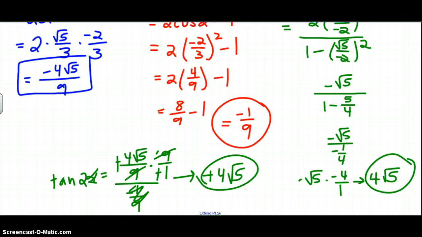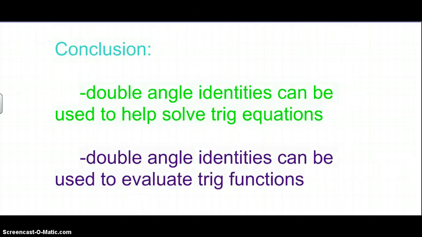And you're good. Alright, in conclusion, your double angle identities can be used to help solve your trig equations. So if you have some mixture of 2 theta and theta, use some double angle identities. Also, you can use them to evaluate trig functions, like the last example. Draw out your triangle in whatever quadrant it's assigned to, and then you can use them to find the other trig functions.